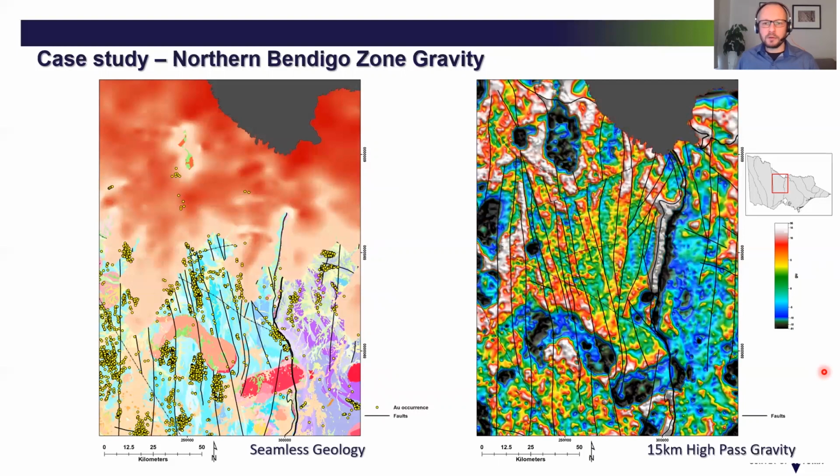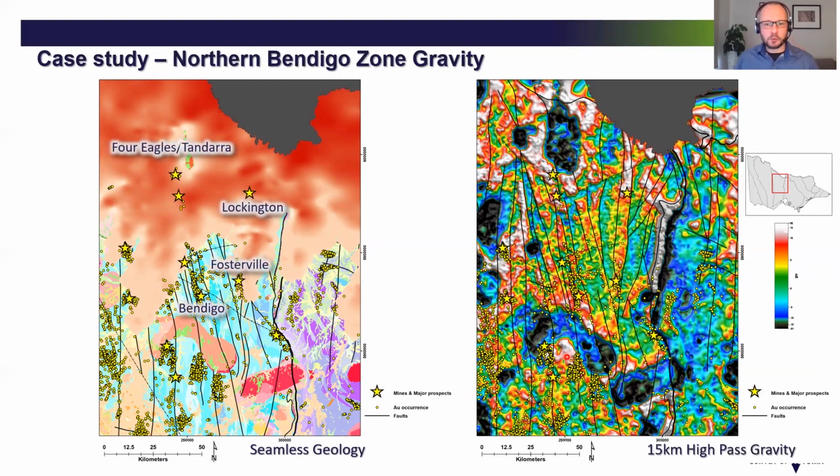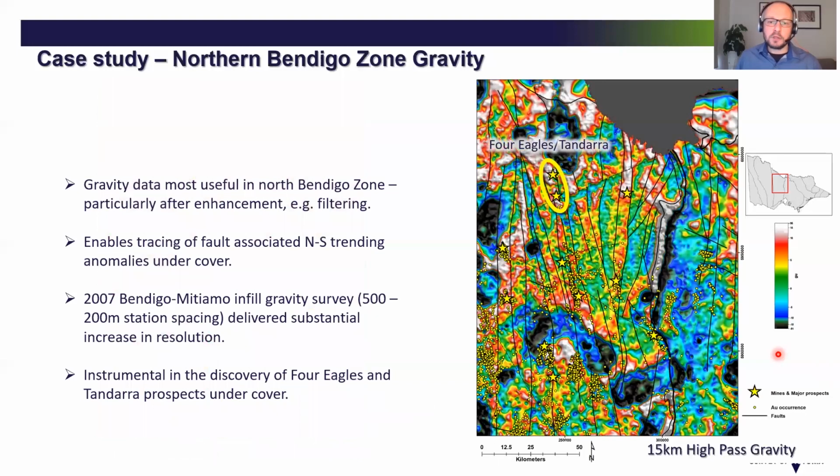So if we strip away the cover, you can see these trends, these anomalies extending north under cover and really mapping out some of the faults that are interpreted in the outcropping areas. And if we overlay the major prospects and mines, you can see again that they correlate really well with the anomalies and the interpreted faults, and in particular the Four Eagles and Tandara prospects, which are located beneath cover, beneath the Murray Basin.